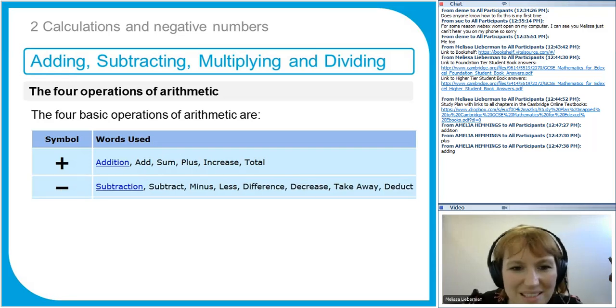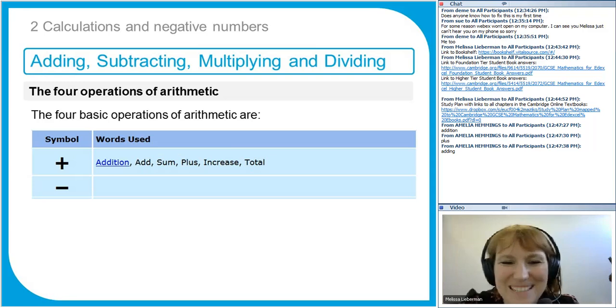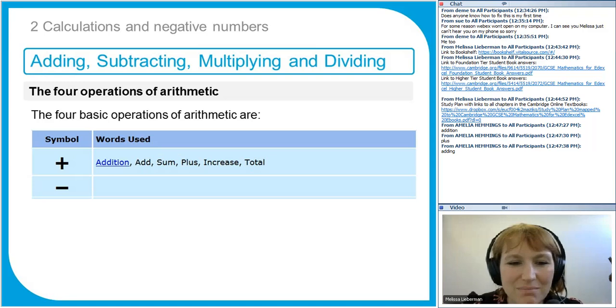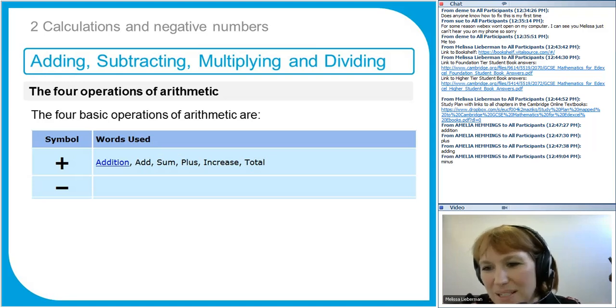Oh, I didn't mean to. I'll go back one in a second. I just showed you all the answers, so can you remember what you just saw? Different ways of saying this symbol here that we use quite a lot in arithmetic. Think of a word, pop it down.